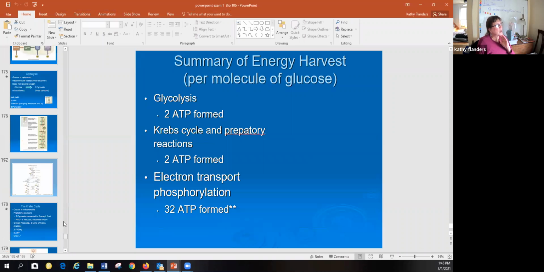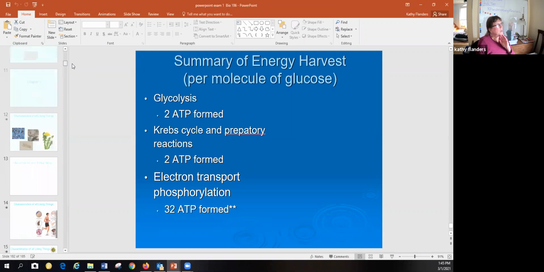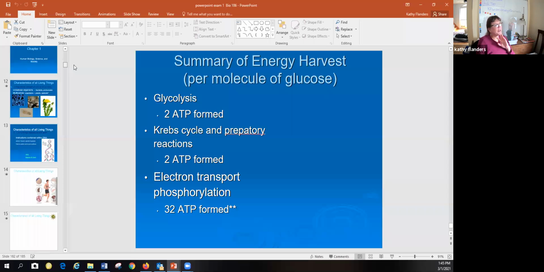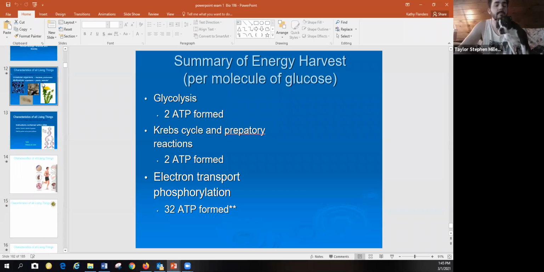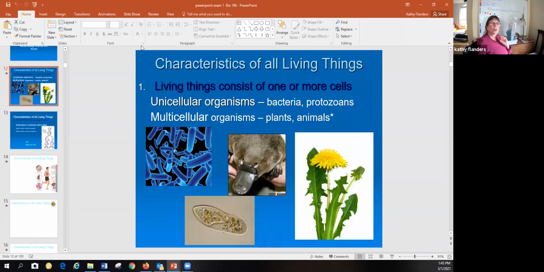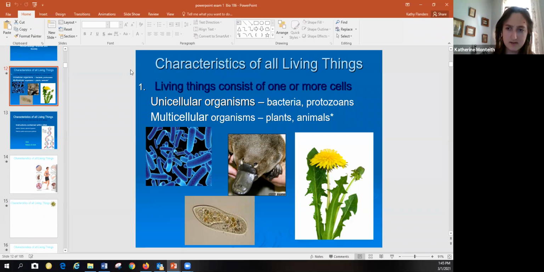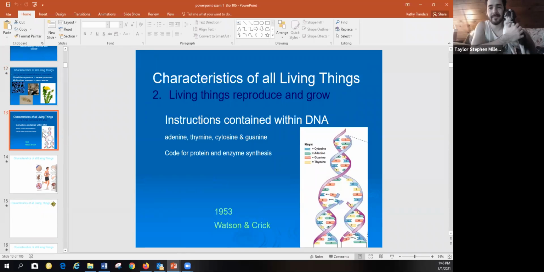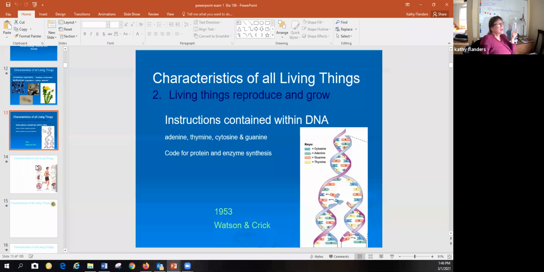Got a whole bunch of other stuff. How do we know we're alive? What are our characteristics of living things? Carbon. From a chemical standpoint, what about when we started out, our characteristics of all living things? Remember that? Our cells? Cells are one. Yep. DNA. Okay. You've got to grow and reproduce, and that requires DNA.